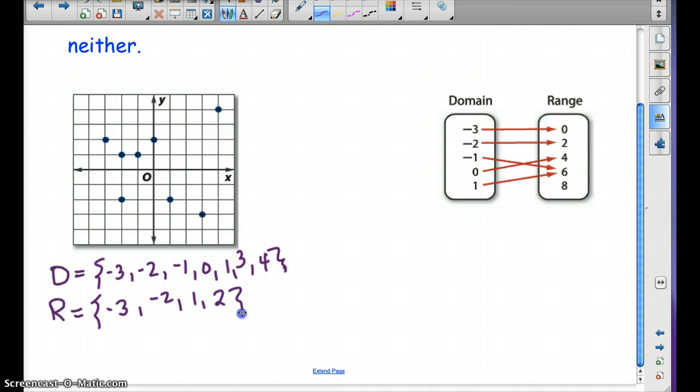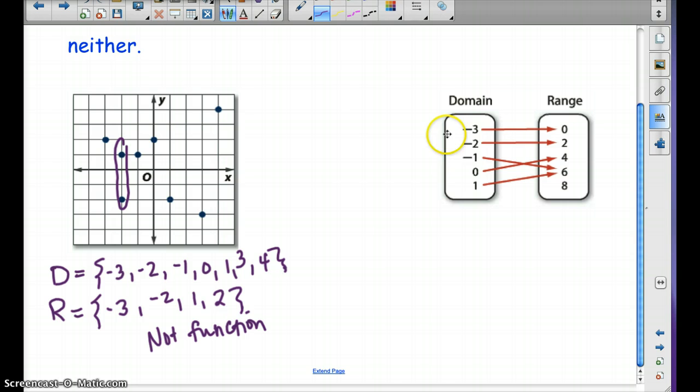And so is this a function? Well, this is not a function because of here. If you notice, the -2 is paired with a +1 and a -2. So this is not a function. The domains can only go to one y, only one range, so that is not a function.